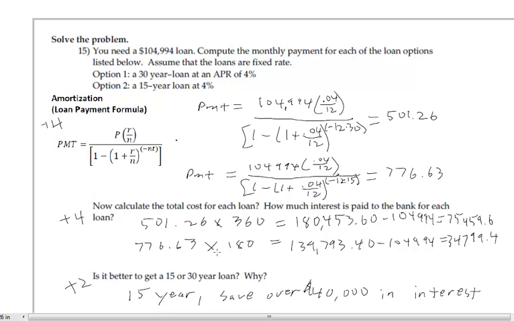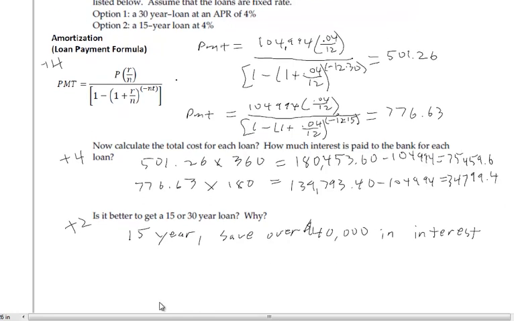The 15-year mortgage is only 180 months. You'll end up only paying $139,000 for that house, and only have $34,000 in interest. So it says which is better, and obviously it's the 15-year. You're going to save over $40,000 in interest by cutting the term in half.